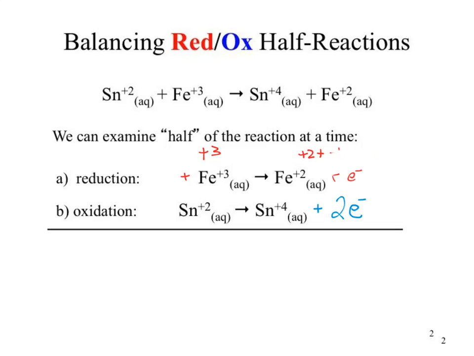Okay? So that means we have to have the electron put in as a reactant. How many electrons need to go in? Why 1?